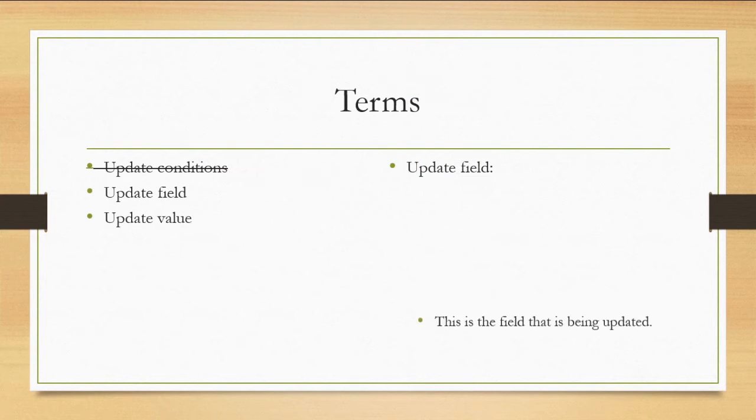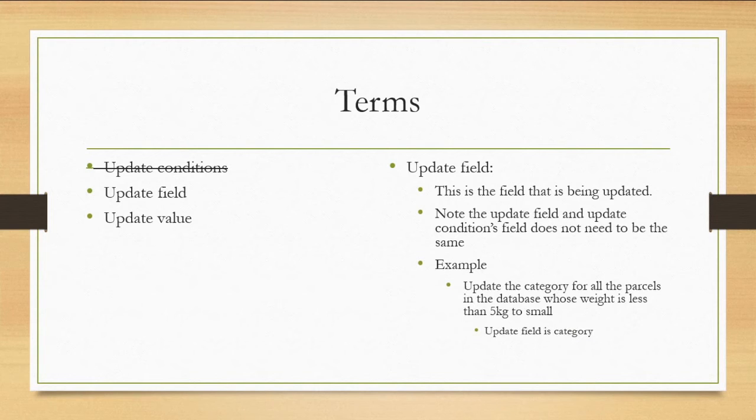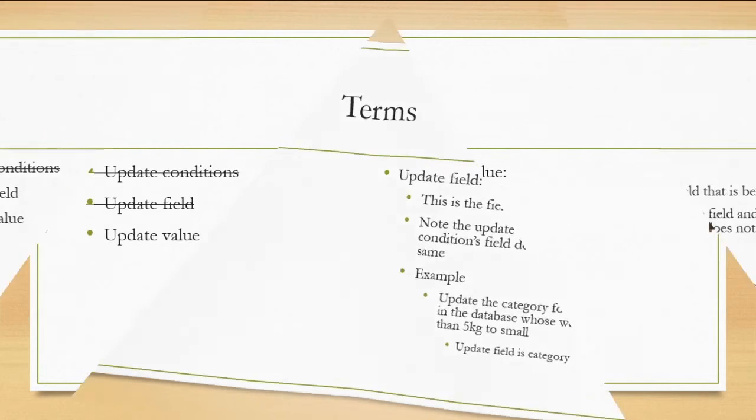The update field. This is the field that is being updated. Note, the update field and update conditions field does not need to be the same. In other words, the field that you test with does not need to be the field that you update. For example, update the category for all the parcels in a database whose weight is less than 5 kilograms to small. Our update field is category and our update condition will be weight less than 5 kilograms.